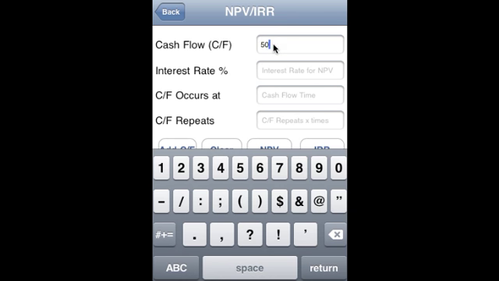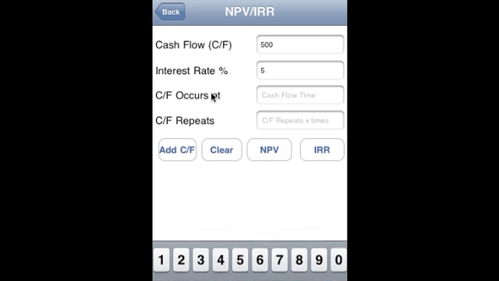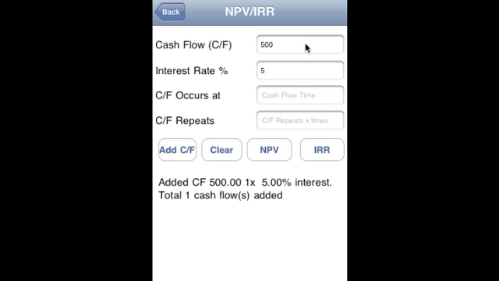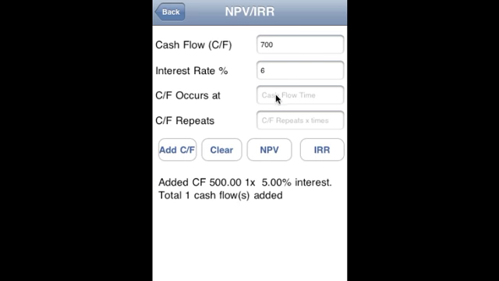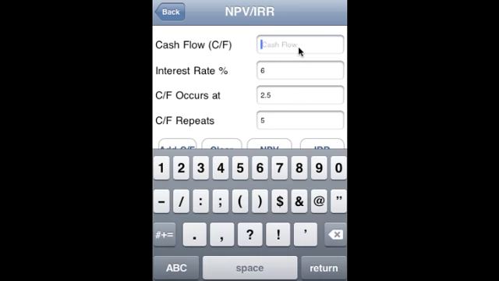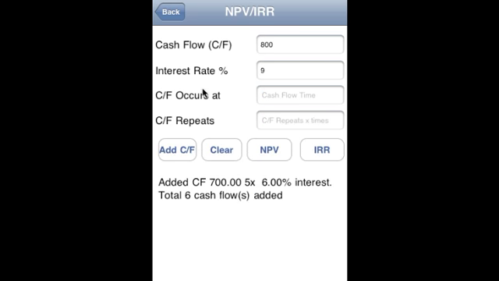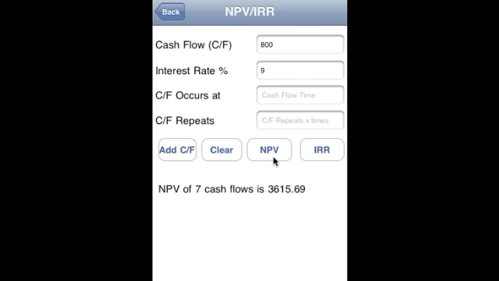Let's start with this. 500, interest rate is 5, we added that. Now 700 and interest rate is 6. Cash flow starts at 2.5. Cash flow repeats 5 times. Now we added one more, 800, and the interest rate is 9 for example. We didn't specify any of that, so by default it will start on the next period. So we added that. So now this is an NPV of 7 cash flows.